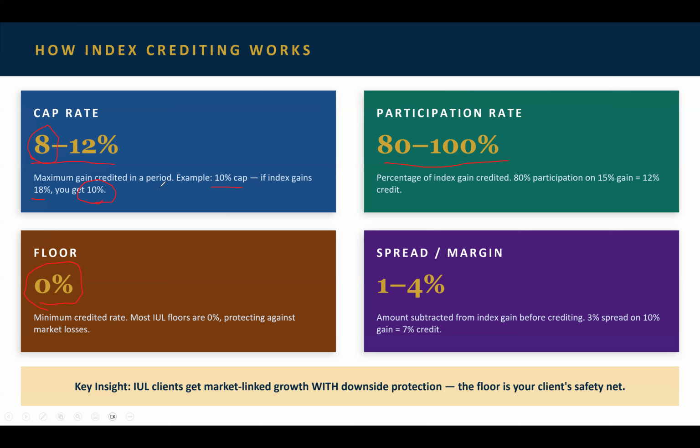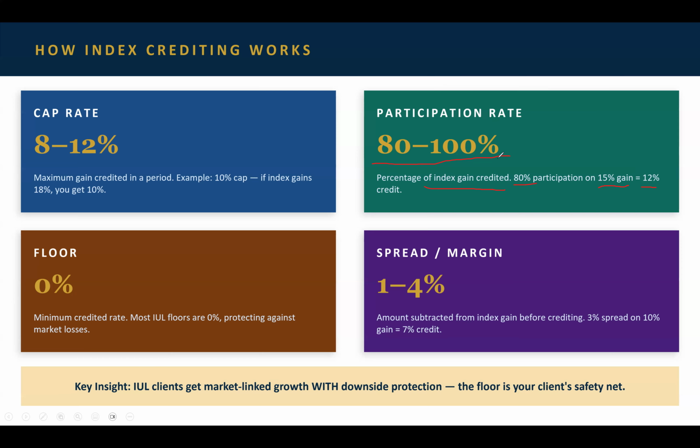Now, if we take, for example's sake, the participation rate, you'll see 80 to 100% here. Same scenario. Well, let's use a scenario first. Percentage of index gain credit, 80% of par. Let's say it was a 15% gain, you'd have a 12% return because 80% times 15% is 12%.